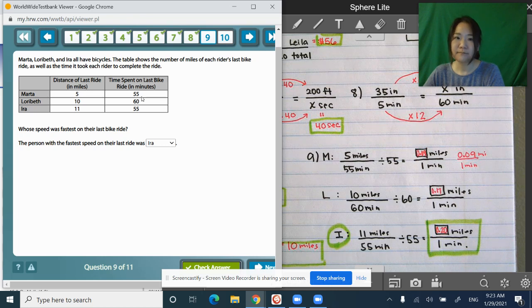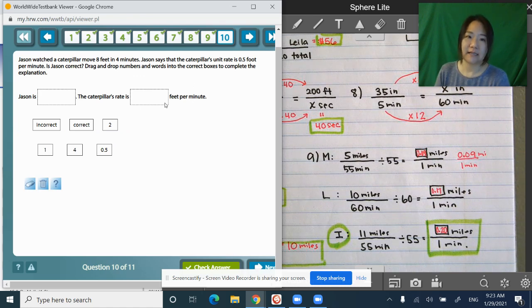So you will get 11 minutes for 1 mile, 6 minutes for 1 mile, and 5 minutes for 1 mile. So obviously, taking 5 minutes per mile is the fastest. And then you could have gotten the answer that way. Okay? Number 10.